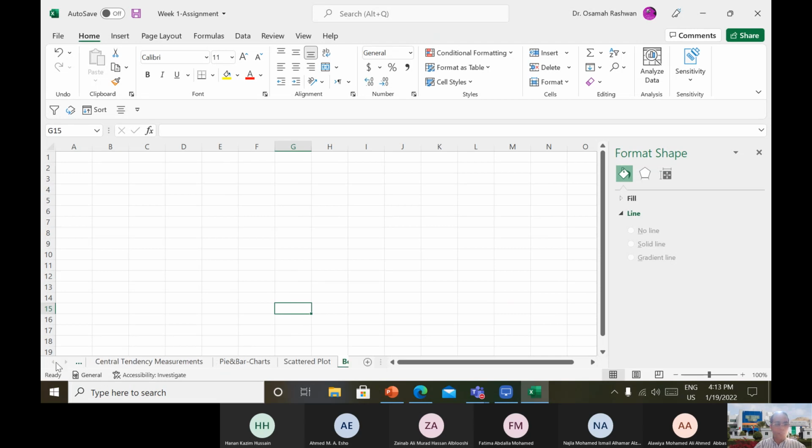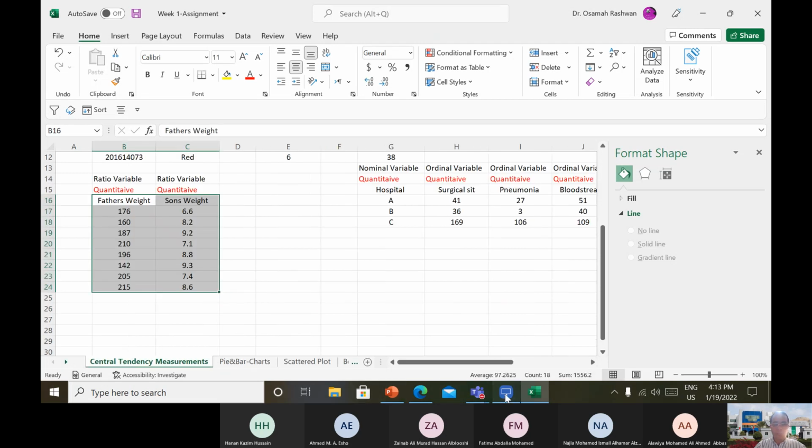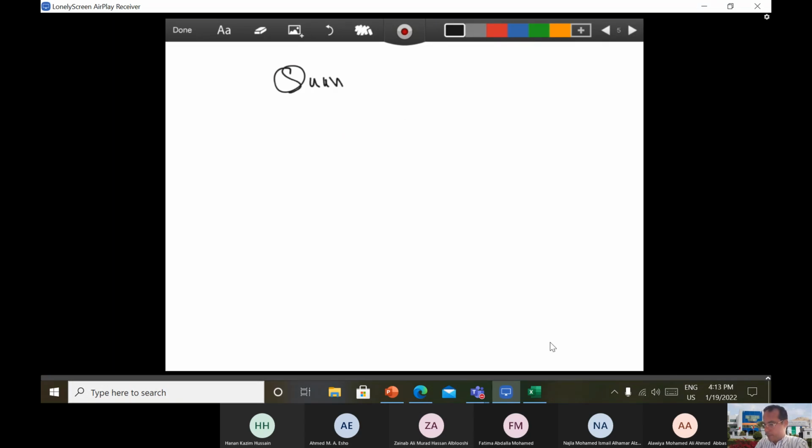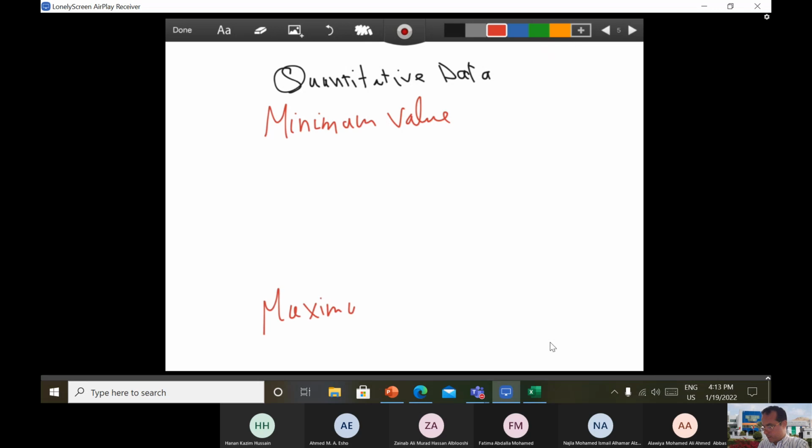Which data from this one can I use for the box plot? Because I go for the box plot, let me remind you what the box plot is. When you have quantitative data, you can find the minimum value, you can find the maximum value, and you can find the first quartile. Do you remember what the first quartile means?